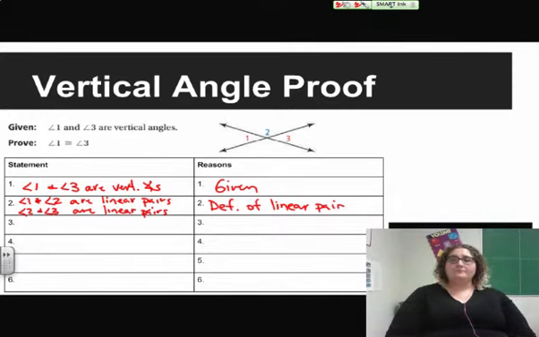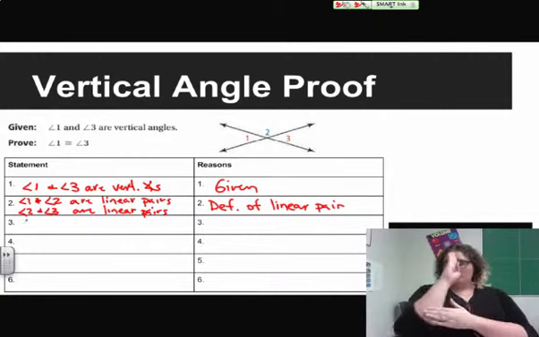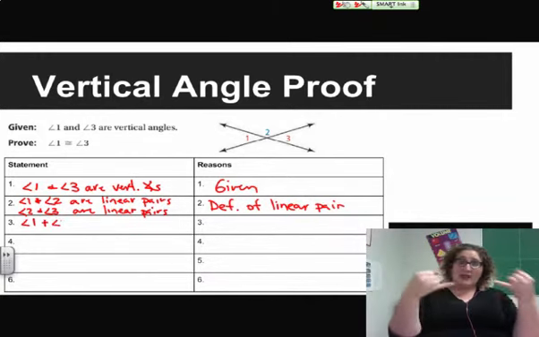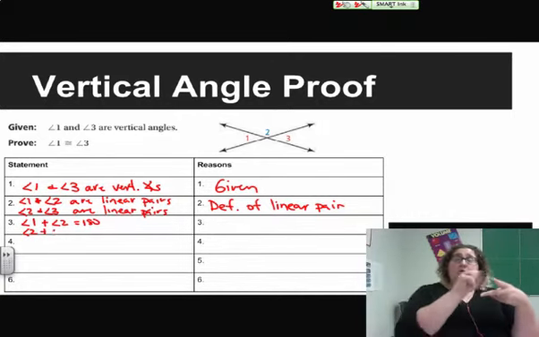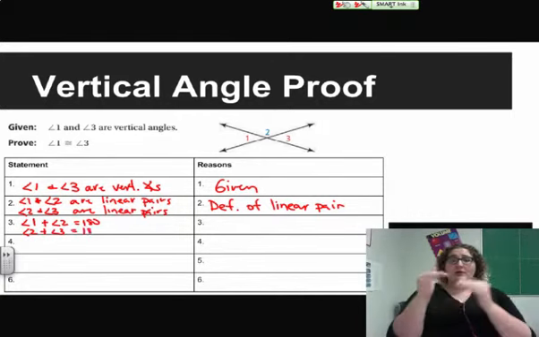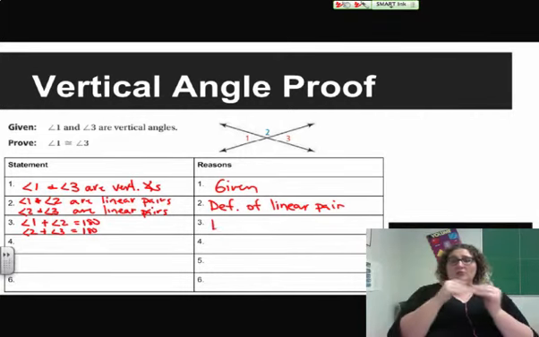Okay, now that we know that they're linear, to know that they're linear means they form a straight line. If they form a straight line, that means they add up to equal 180 because linear pairs are supplementary. So I'm going to say that angle 1 plus angle 2 equals 180. And angle 2 plus angle 3 also equals 180. And it's because linear pairs are supplementary.